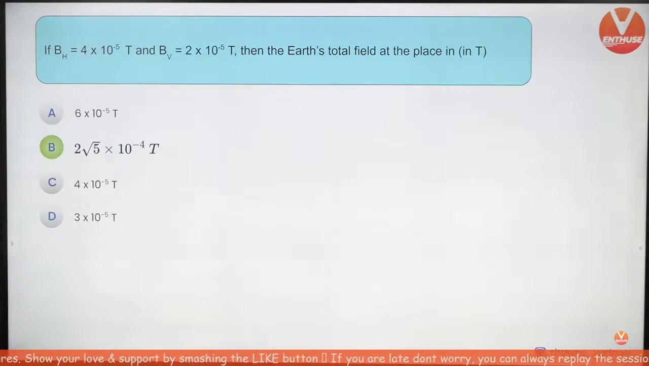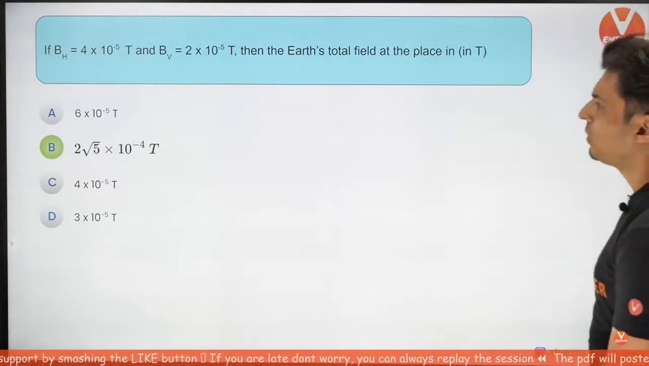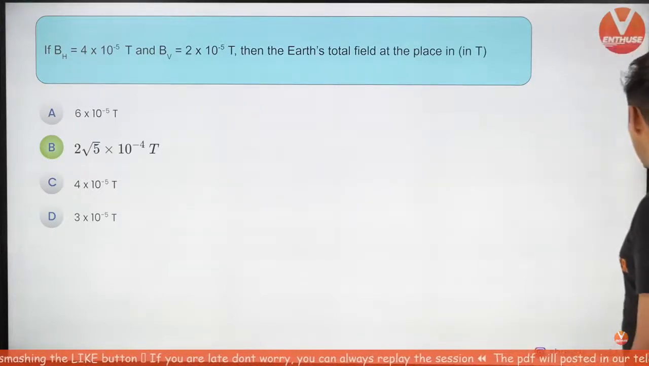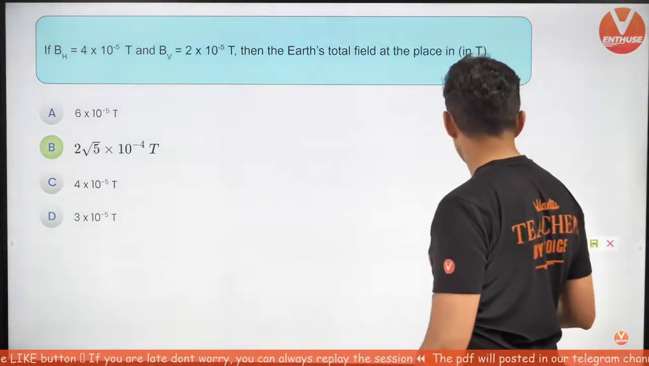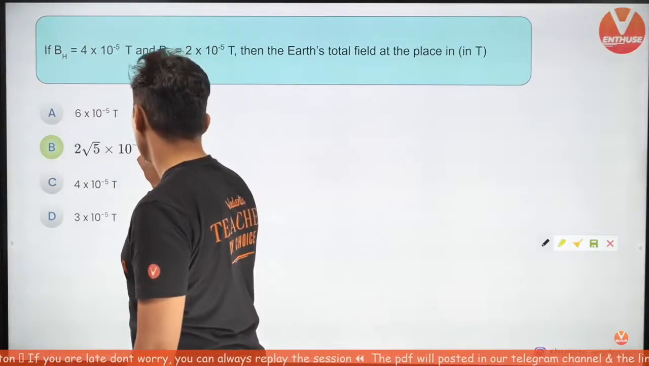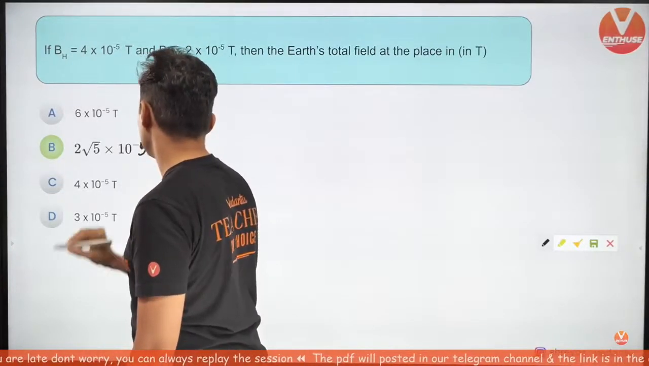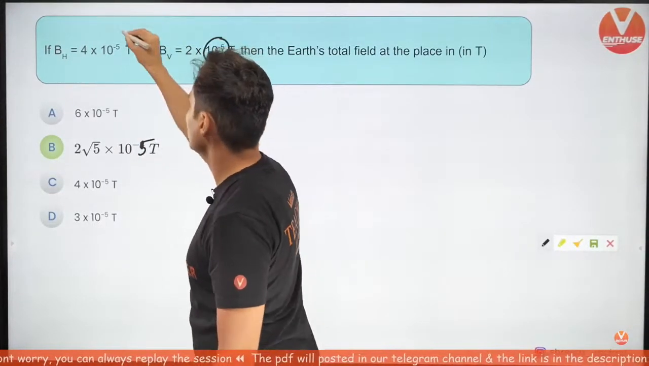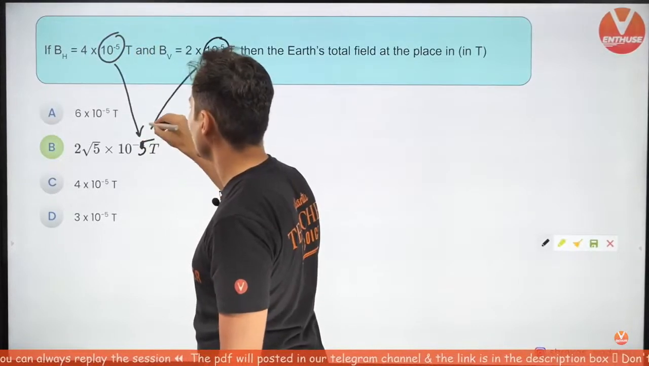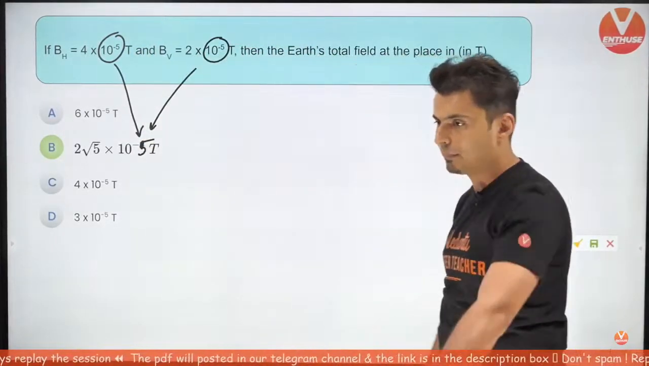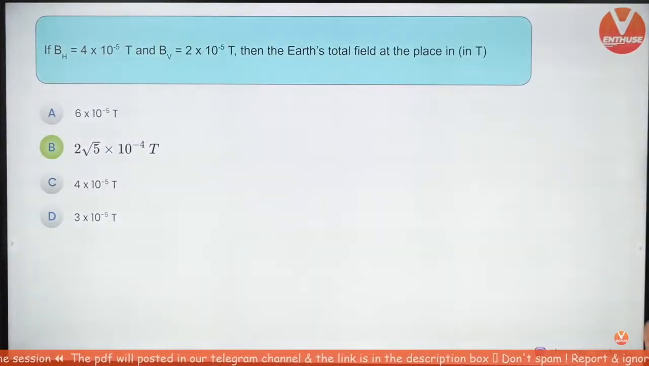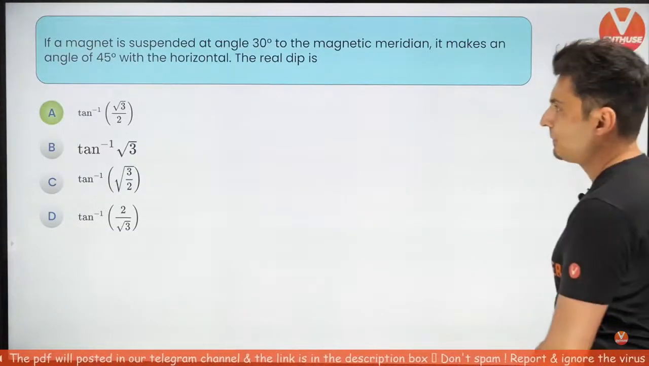In the previous question, everything is fine, I think. Oh, I think here there is a mistake. Thank you for pointing it out. Yeah, this should have been 10 to the power minus 5. Yes, because this is 10 to the power minus 5. This is 10 to the power minus 5. This also should have been 10 to the power minus 5. Cool. Let's get moving to the next one.